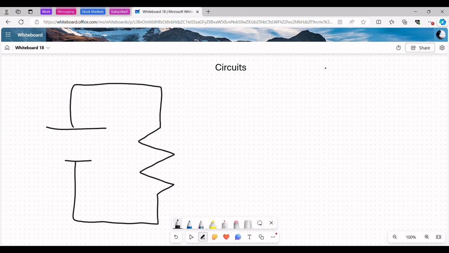Today we're going to be talking about circuits. The first thing we need to know is what a circuit is.